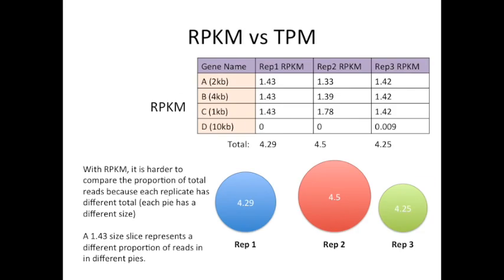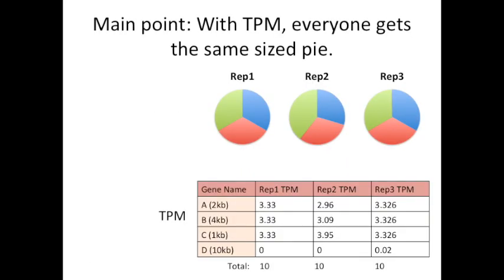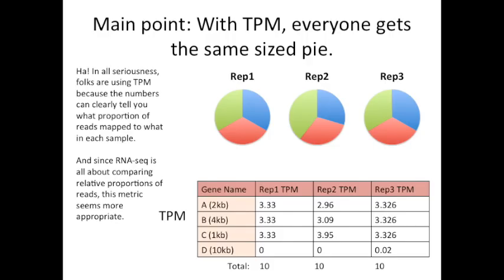With RPKM, it's harder to compare the proportion of total reads that map to each gene because each replicate has a different total overall. That is to say, each pie has a different size. That makes it difficult to compare the slices between each one. The main point? With TPM, everyone gets the same sized pie. Alright, in all seriousness, folks are using TPM because the numbers can clearly tell you what proportion of reads map to what gene in each sample. And since RNA-seq is all about comparing relative proportions of reads, this metric seems more appropriate.